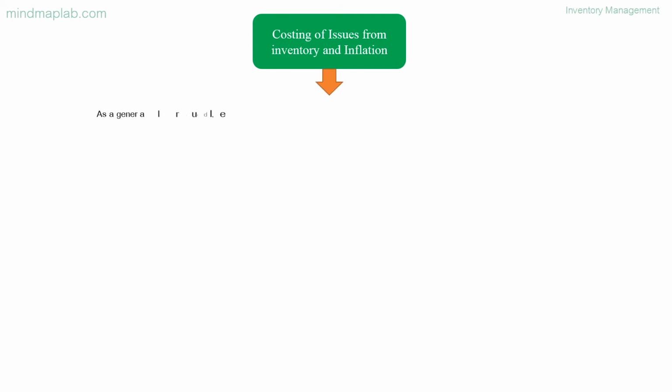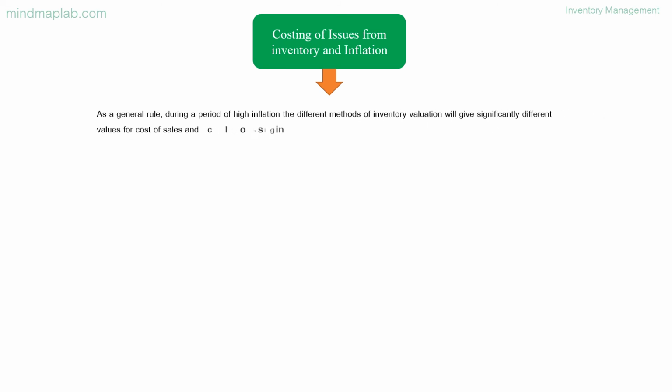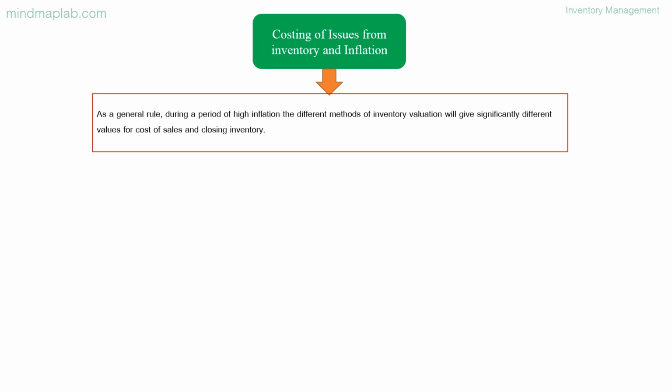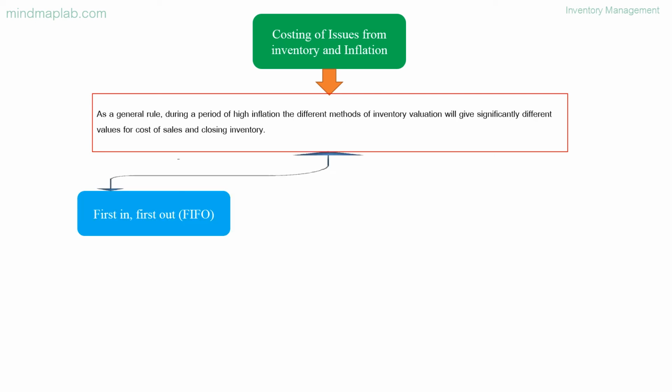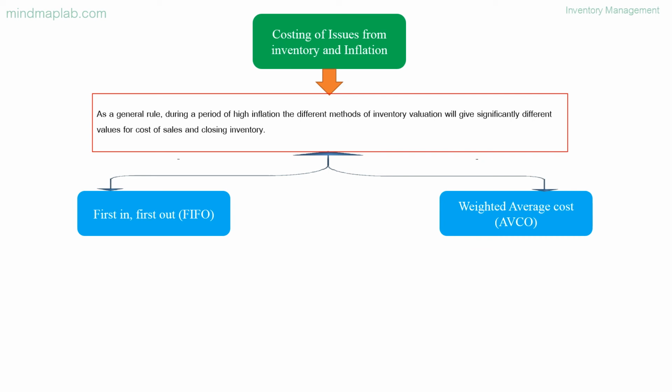As a general rule, during a period of high inflation, the different methods of inventory valuation will give significantly different values for cost of sales and closing inventory. The two commonly used inventory valuation methods are first in, first out, and weighted average cost method.